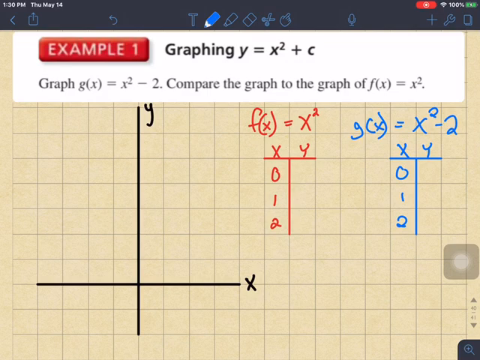We're going to discover what happens to the graph when we have a plus c, or a minus c. In other words, what effect does that have on the graph as compared to y equals x squared? So let's go ahead and get into it.